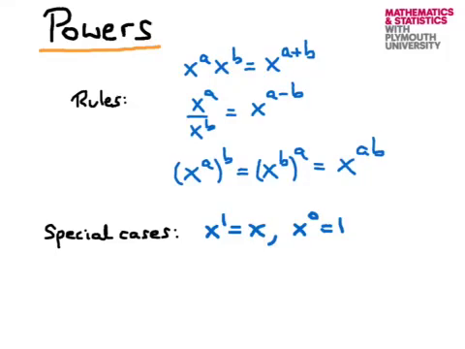So in this video, what we want to do is to understand where the following three rules for powers come from, to look at a couple of special cases, that x to the power of 1 is x and x to the naught is 1, and also to understand and interpret what negative and fractional powers mean. So let's go on to a new slide and see where the first of these rules for powers comes from.